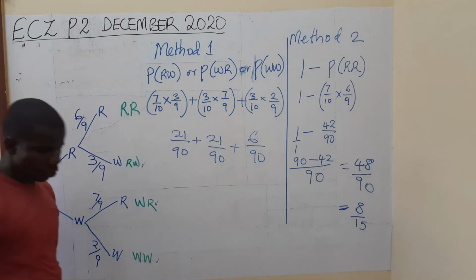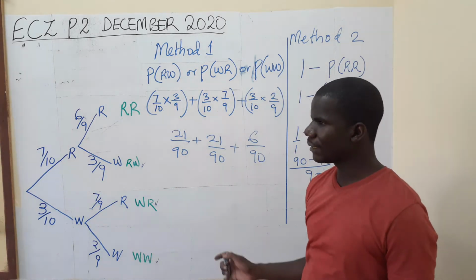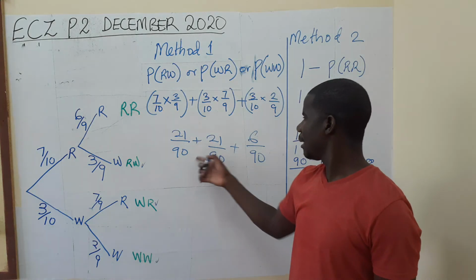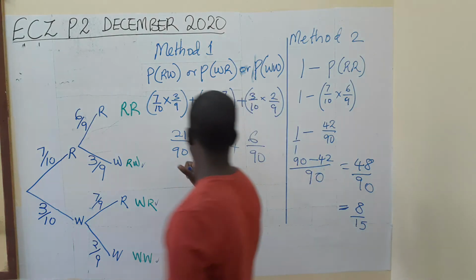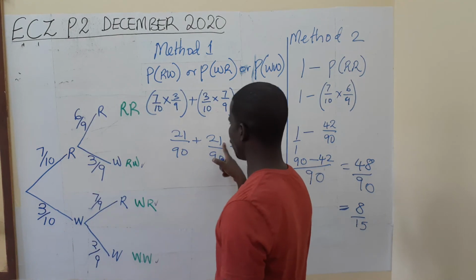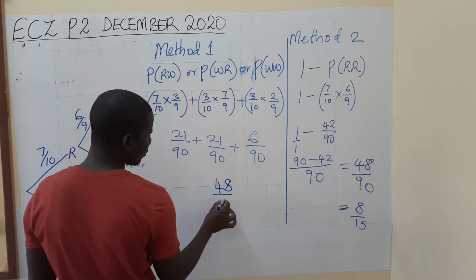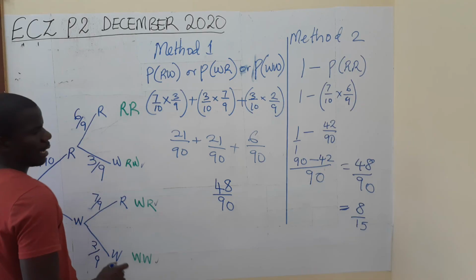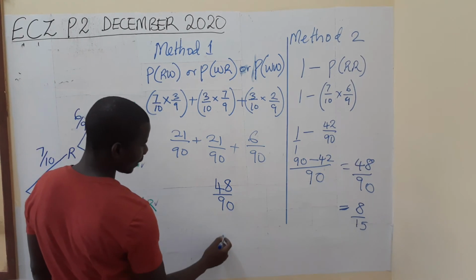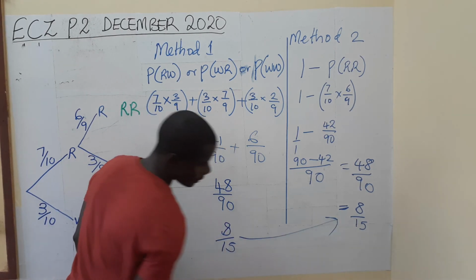I'm sure you remember how we add such fractions. When the denominator is the same, we just add the numerators, isn't it? So we are going to add 21 plus 21, we get 42. 42 plus 6, we get 48. 48 over 90. The same thing we've reached at that point. So when you simplify it, you are still going to get 8 over 15, which is the same as this one.